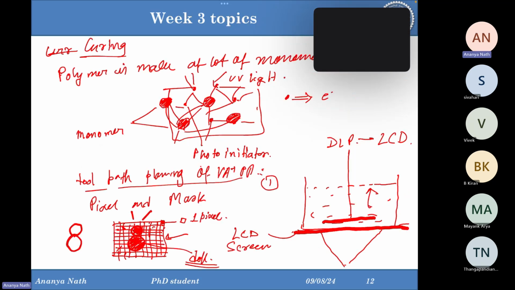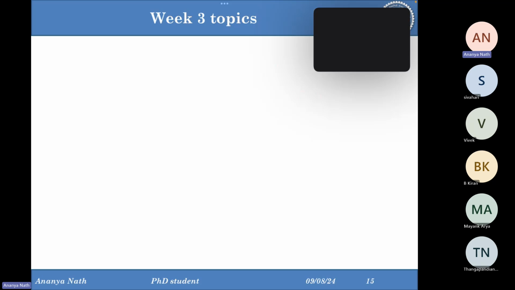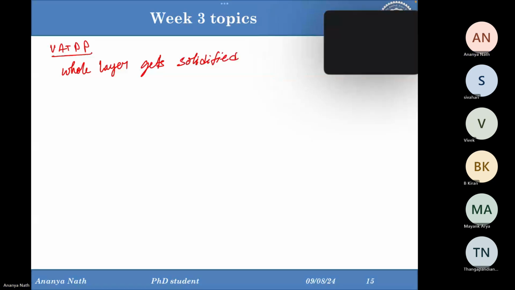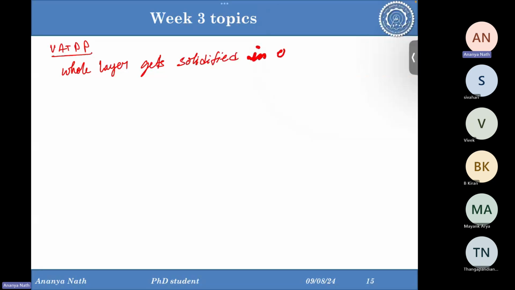And this is the curing technique. Also, one important point is, in vat photopolymerization technique, the whole layer gets solidified in one go.